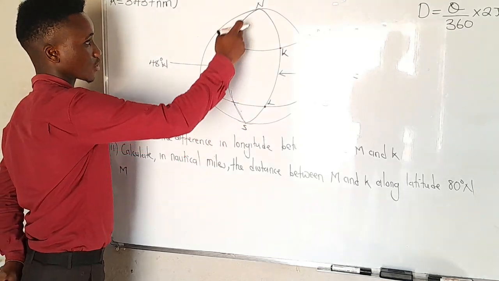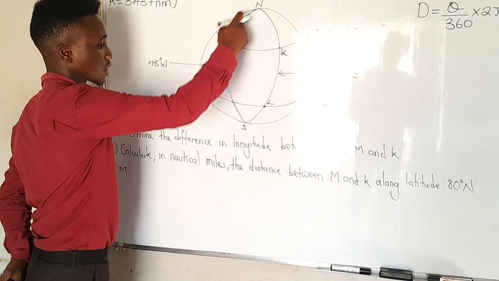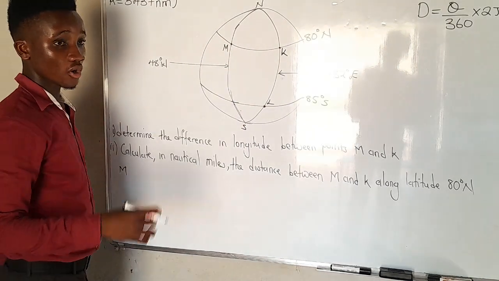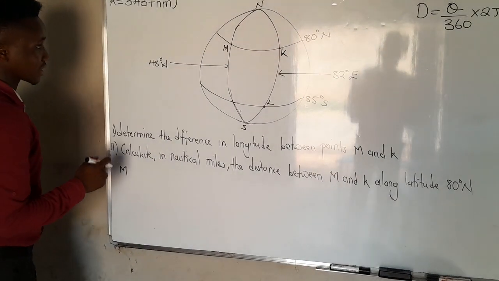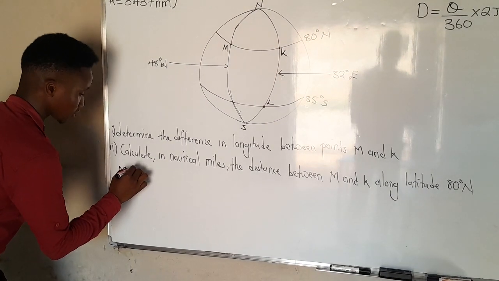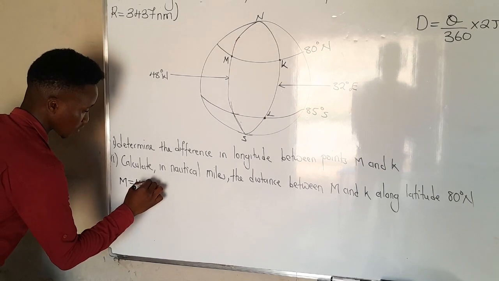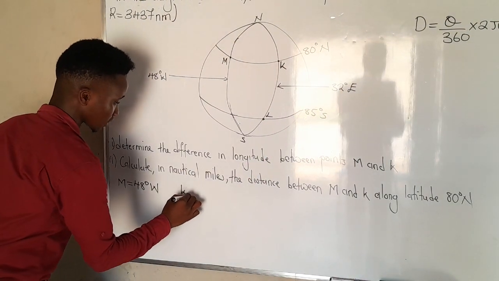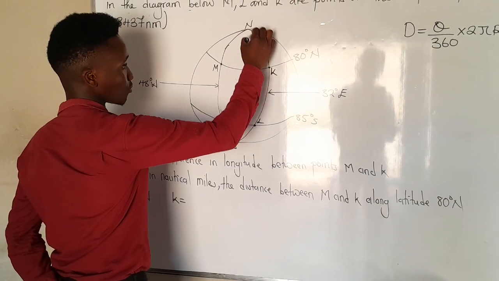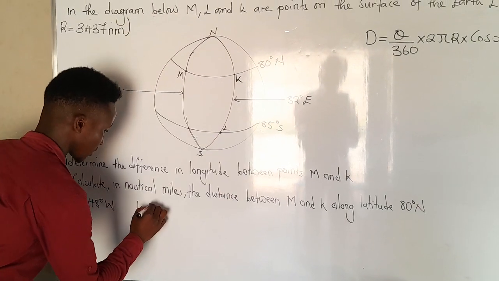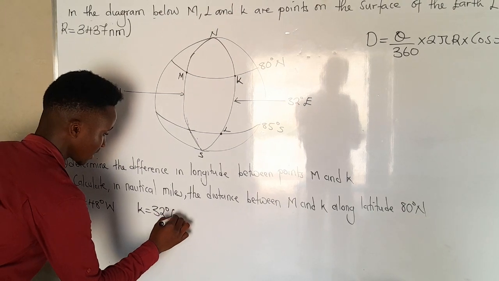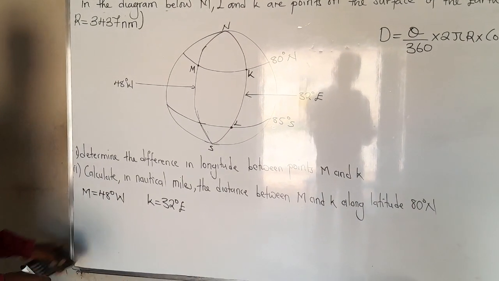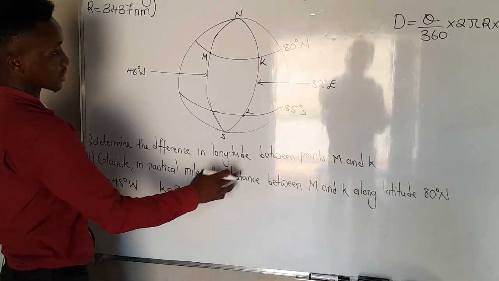This line is the line of longitude. The one that you'll be seeing moving from north going to south is the line of longitude. So you see that M is on longitude 48 degrees west. Then you come to K. K is on which longitude? You say your K will be on longitude 32 degrees east. Alright, so 48 degrees west and 32 degrees east.